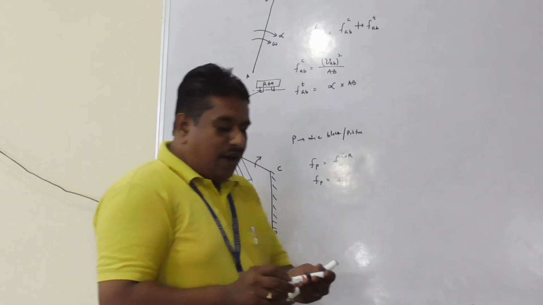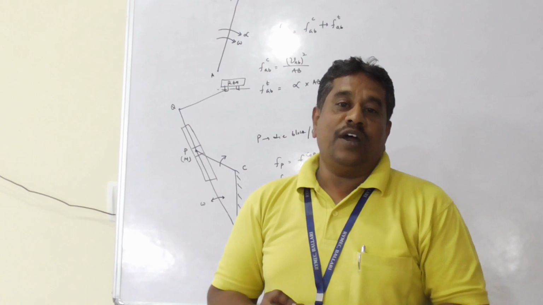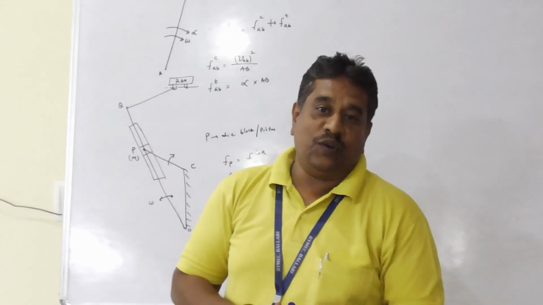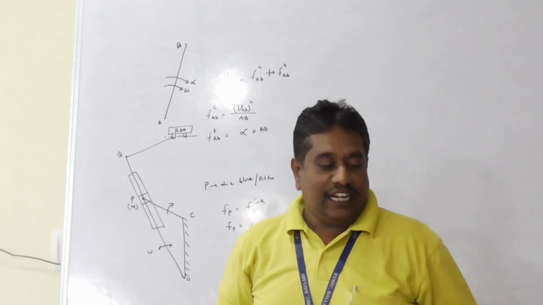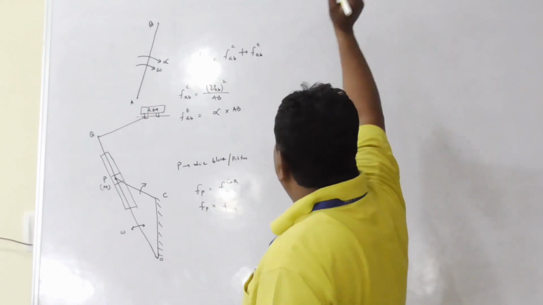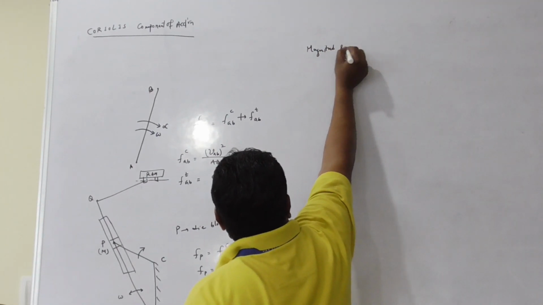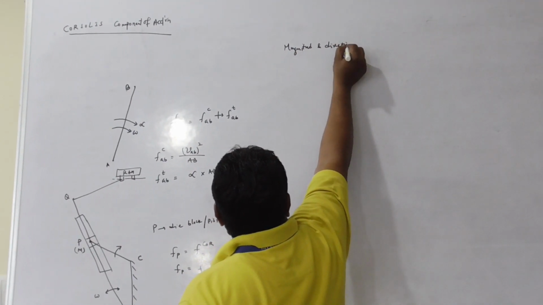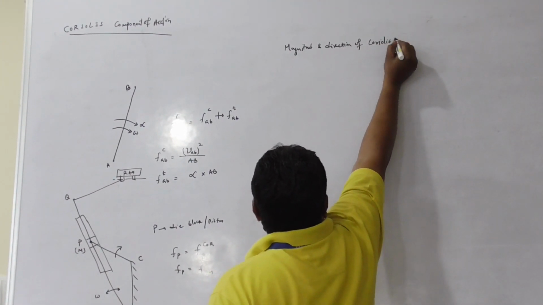Therefore, a moving point which moves on an oscillating link will experience an acceleration known as the Coriolis component of acceleration. Let us understand the magnitude and direction of the Coriolis component of acceleration.